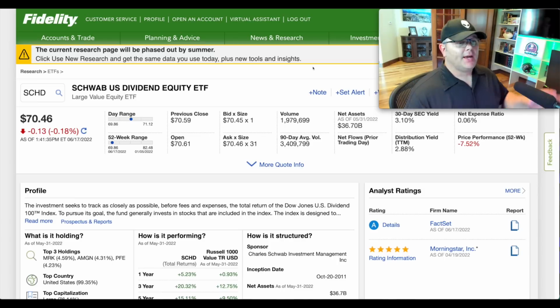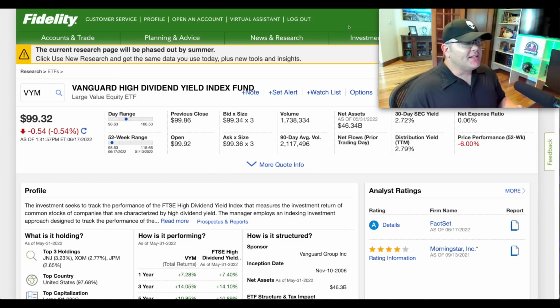Okay, SCHD has a 3.1% dividend yield according to Fidelity here. It's trading at about $70.46 per share. It's got an A rating, 5-star from Morningstar. What I think a lot of people are surprised by is that VYM actually has a lower dividend yield, and it's called the High Dividend Yield ETF. It has a 2.72% dividend yield versus 3.1% for SCHD. They both have A ratings from FactSet, but you'll notice that Morningstar is only a 4-star for VYM, and it's a 5-star for SCHD.